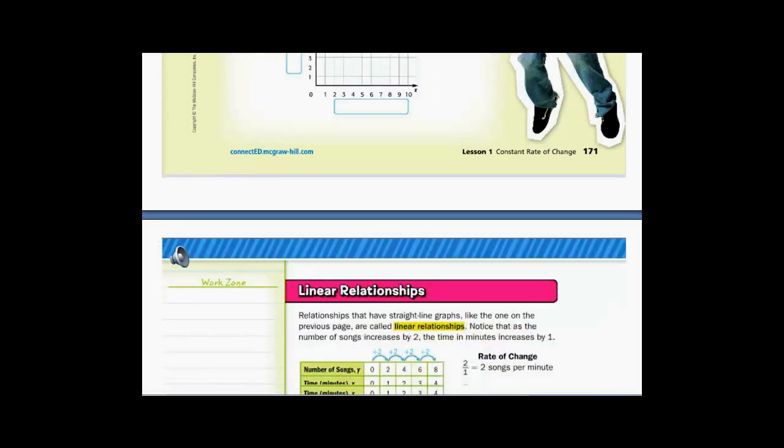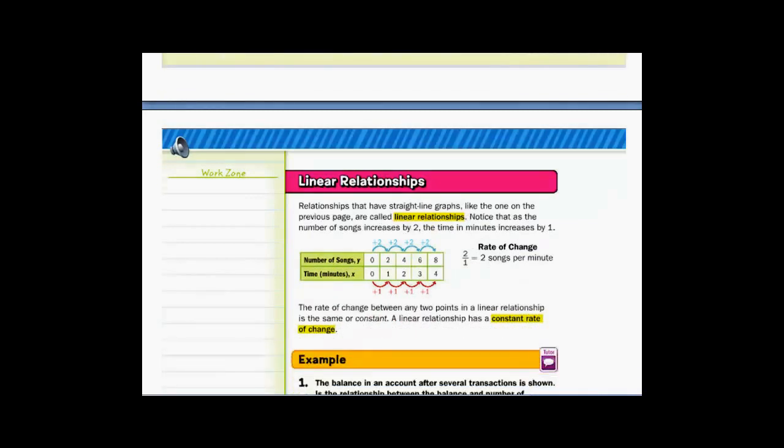All right, so linear equations, linear relationships, that is what we are just talking about here. These are relationships that have straight line graphs, which we just showed you, like the one on the previous page, called linear relationships. Notice that as the number of songs increases by 2, the time in minutes increases by 1. So we've just talked about that. The number of songs increased by 2. The number of minutes increased by 1.